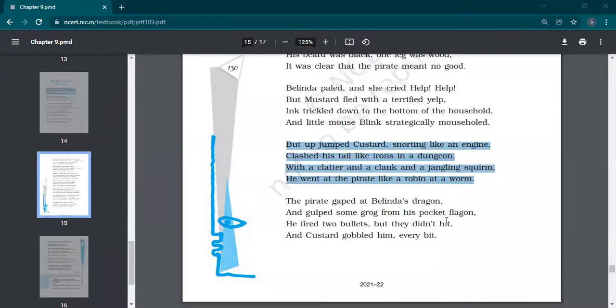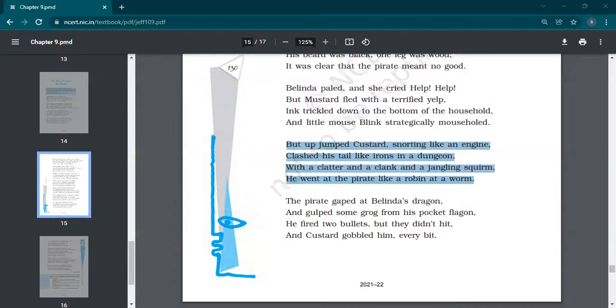This is also a simile. The way an engine starts, he jumped onto the pirate and made such a strong sound, snorting, jaise koi kharato ki awaz hoti, snoring kehte hain waise. Snorting is also a high sound. The way an engine starts and produces a very high sound, just like when it jumped onto that man, producing a very high pitched noise. Not only this, he hit his tail on the ground with great force, as if metal was being rubbed against each other in underground prisons.